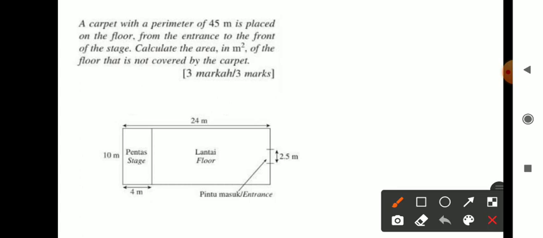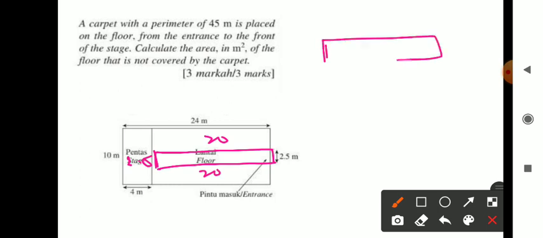A carpet with a perimeter of 45 meters is placed on the floor from the entrance to the front of the stage. Apa dia tanya? So here, up to here. So if this is 2.5, sini pun 2.5. Dia kata perimeter 45, so 20 here. Correct already. 20, 2.5, you get 45 meter. Correct.